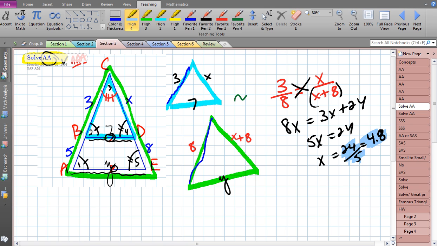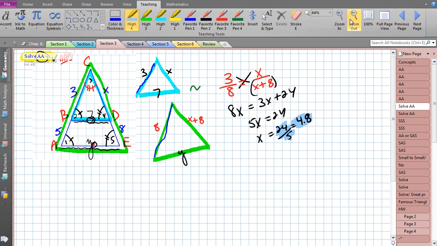And now we want to do that same process of setting up a proportion to solve for y. How are we going to do that? Well, that's going to be 3 over 8 is proportional to 7 all over y. So once again, we cross multiply. That's 56 equals 3y. I divide both sides by 3.